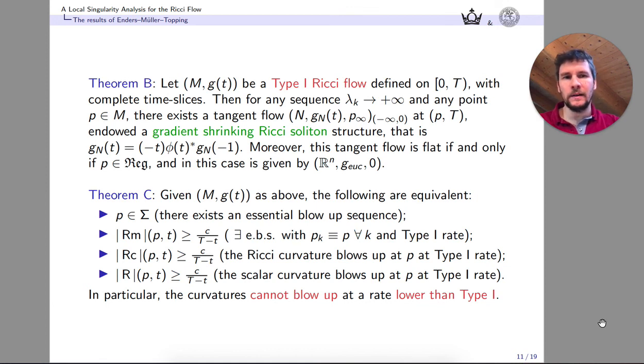Okay, so these are the results of Natasa Sesum and of Enders, Topping and myself, so theorem A, B, and C. And what we want to do is we want to localize or generalize these results, and in particular, we want to get rid of this global type 1 assumption.